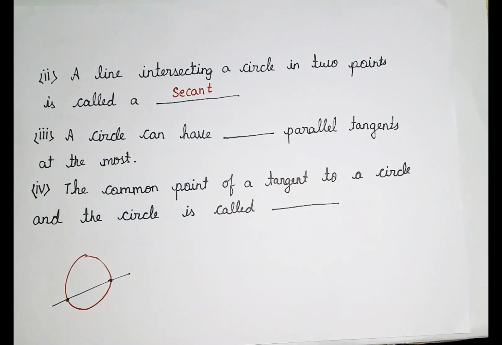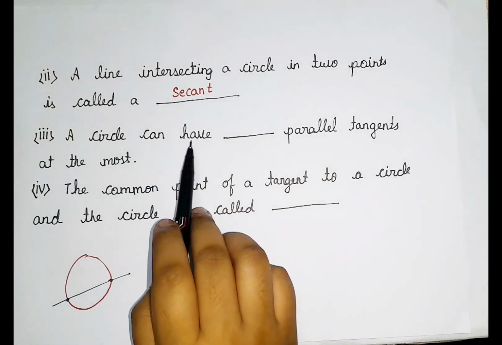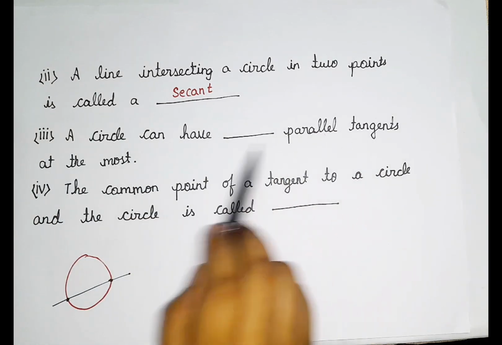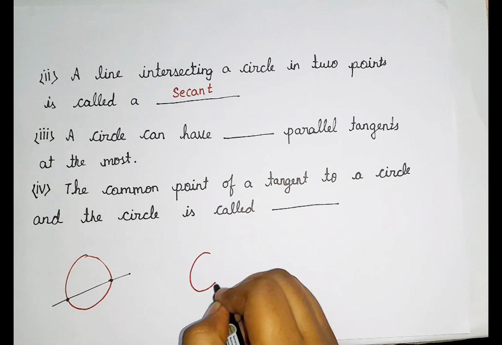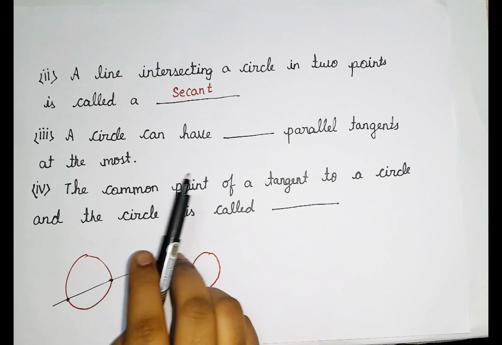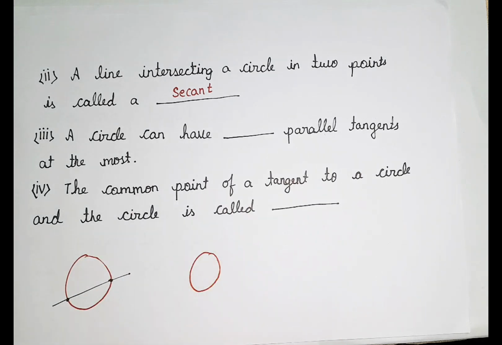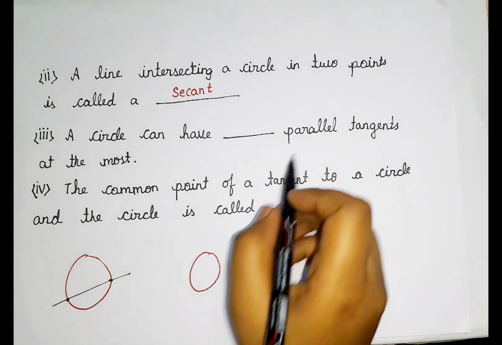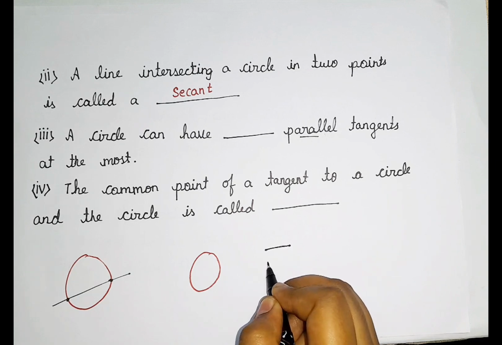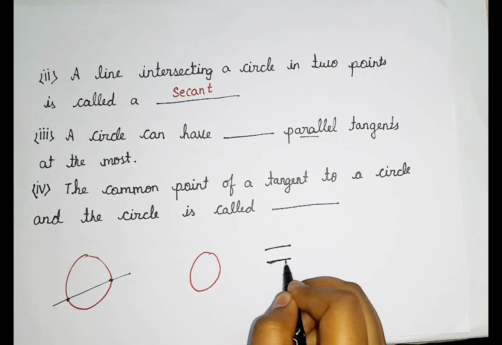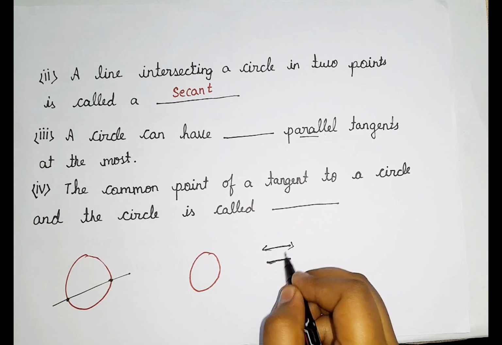Alright, so now let us go on to the third subdivision. A circle can have dash parallel tangents at the most. Okay, this is a pretty good question. I have a circle, and how many parallel tangents can the circle have? I just told you tangent, so we will have infinite tangents, isn't it? But they are talking about parallel. Parallel means equal. If I draw a line and draw another line similar to it, we call them parallel lines, isn't it?